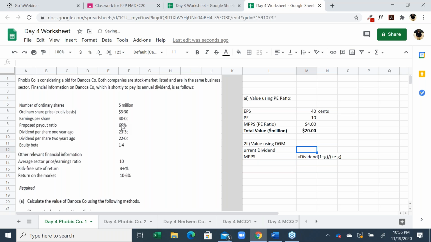So we can say the current dividend will be 60% of the earning per share, which is 40 cents. So it's 24 cents. That's going to be the dividend which the company will be paying, 24 cents. So let me show you again so that you don't ask me again, because it takes so much time. The dividend payout ratio is 60% and the earning per share of the company is 40 cents. So the per share dividend will be 24.